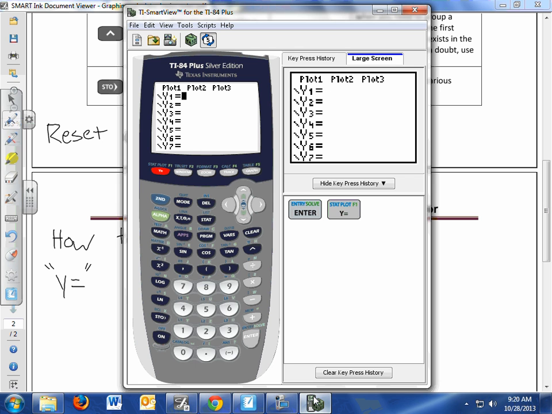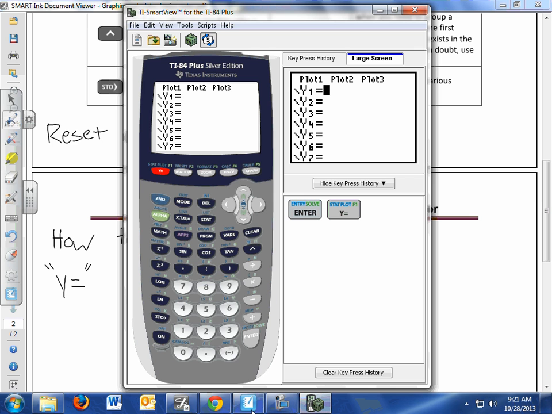Okay, so notice how it says Y equals. Your calculator is powerful, but it's not extremely powerful. Your calculator will only graph equations that have a Y equals format.